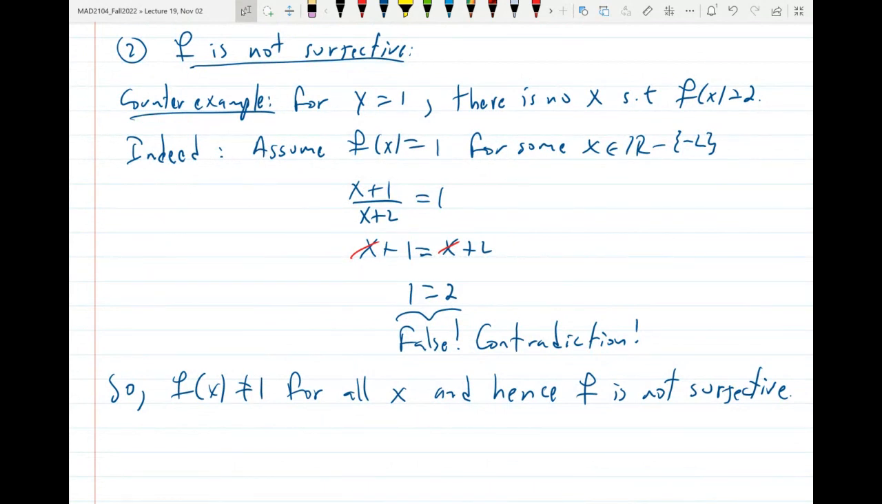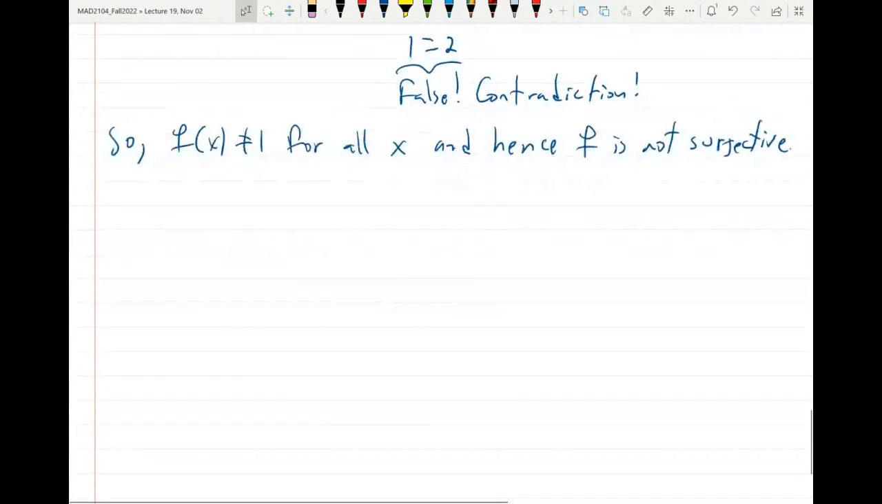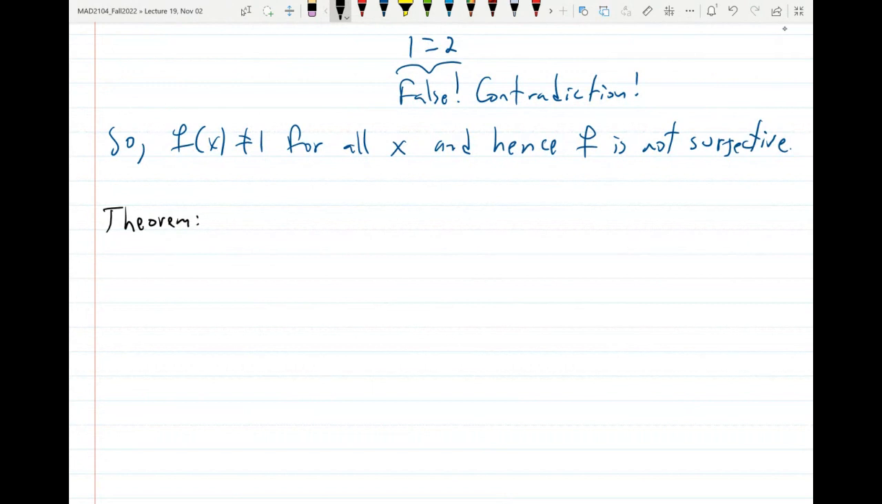I guess let me do one last problem, but this time let's do it more abstractly. So, theorem. This theorem is going to have two parts. Part 1, I will prove it. Part 2, I'm going to leave it to you as a homework. So, here is a claim.